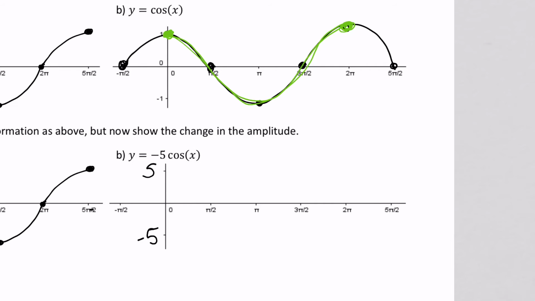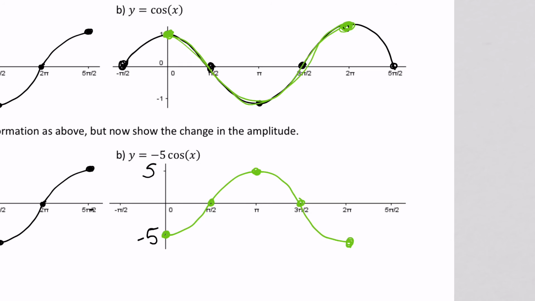But if I have that negative in front, well, what does a negative do to a graph? When you throw it in front, it flips it upside down. So instead of starting at its maximum value, cosine is now going to start at its minimum value. So I'm going to start at negative 5, and then I'm going to run through my cycle. And every single tick mark, I'm going to go through one part of my cycle. So I can show one full period, just like that.